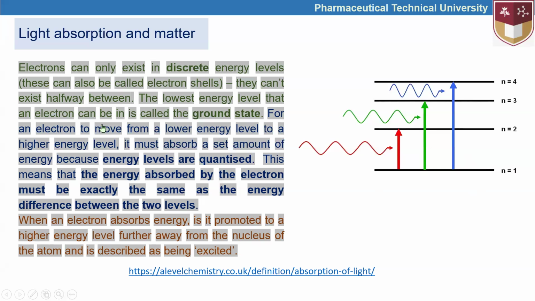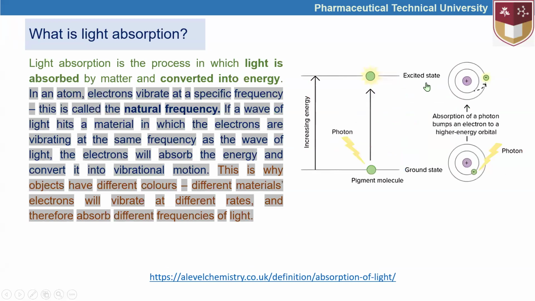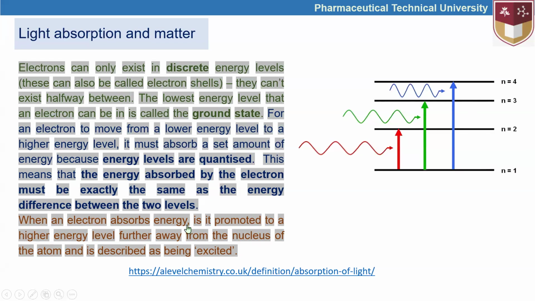The lowest energy level that an electron can be in is called the ground state, as we talked about here. For an electron to move from a lower energy level to a higher energy level, it must absorb a set amount of energy, because energy levels are quantized. This means that the energy absorbed by the electron must be exactly the same as the energy difference between the two levels. In this case, I am trying to deliver that message: the level of energy absorbed here and released here are expected to be the same.